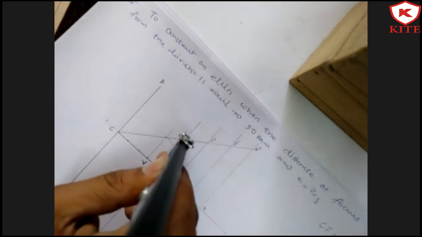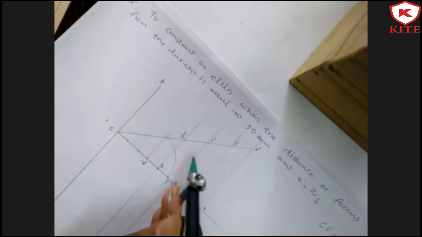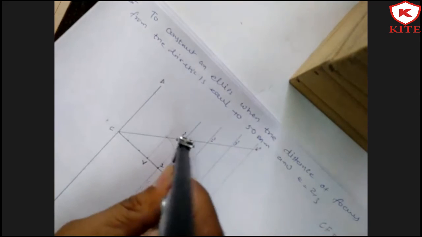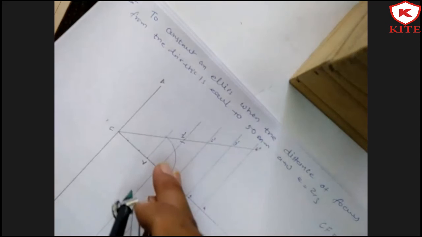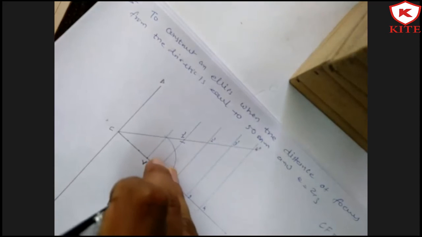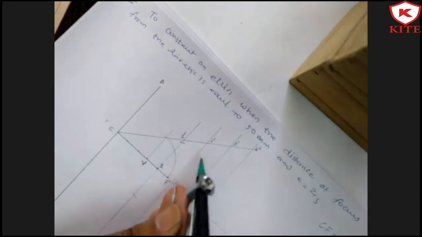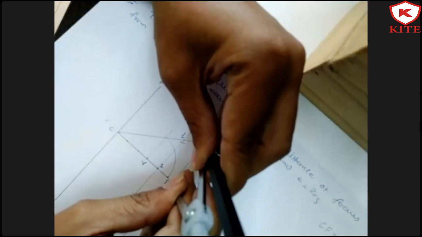Now take an arc of length which is equal to 1 to 1 dash and draw the arc from the focus point F on both sides of 1 and 1 dash. Now take an arc of length which is equal to 2 to 2 dash and draw the arc from focus point F on the both sides.